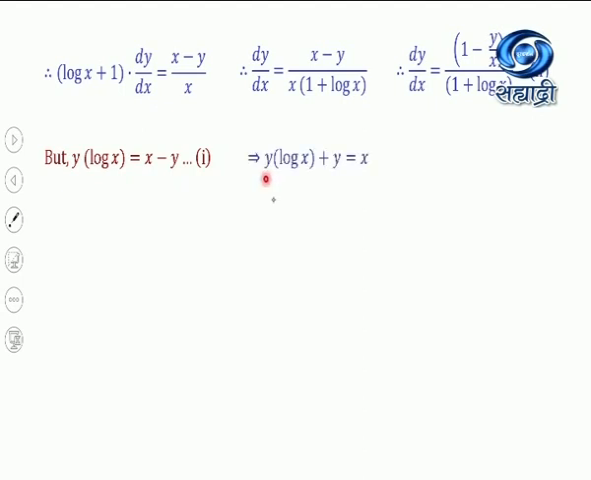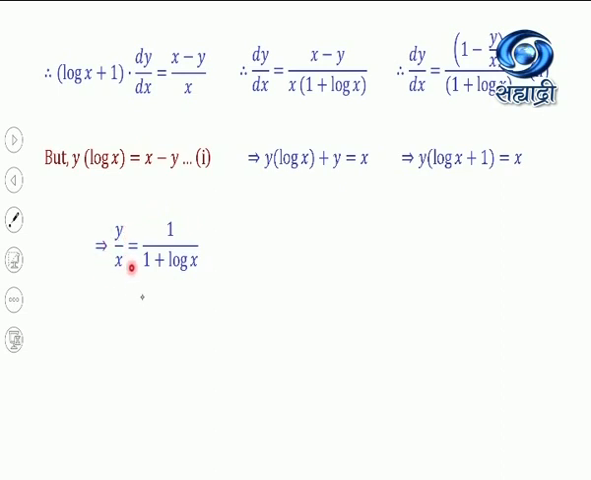So what do we write here? This implies y log x equal to, take this y on the left hand side, it becomes plus. That is equal to x. And now, take y as common. y into (log x plus 1) equal to x. And now this implies y upon x. Take this x on the left hand side and take this bracket on that side. So we get this: y upon x equal to 1 upon (1 plus log x).